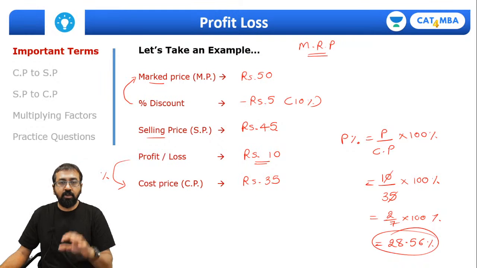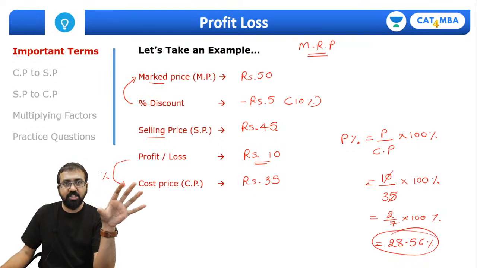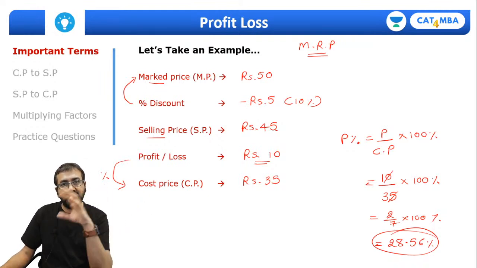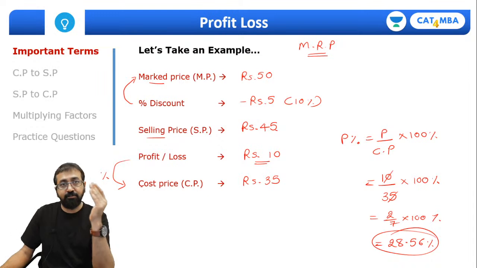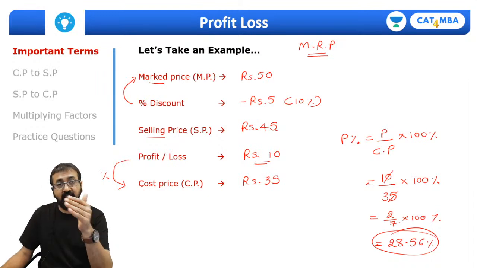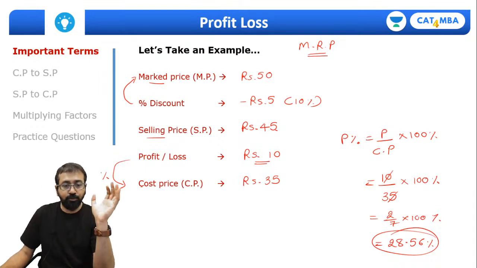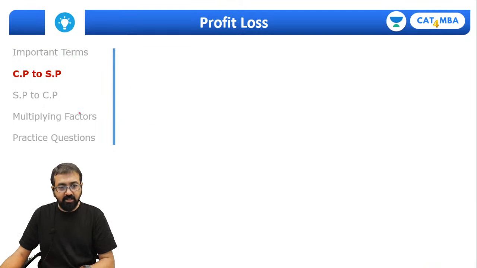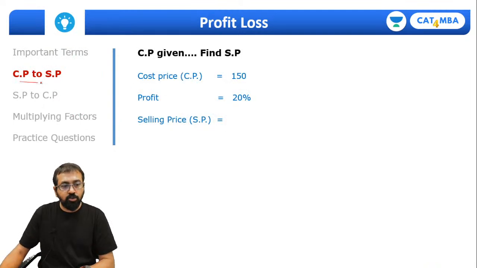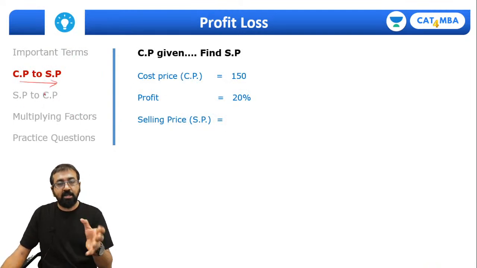Now in profit and loss questions, mostly you will have to calculate selling price if cost price and profit percentage is known, or you will have to calculate cost price if profit percent or loss percent and selling price is known, and so on and so forth. So we will have to look at some quick techniques to calculate this, right? So let's look at one example, how to calculate selling price if cost price is known.